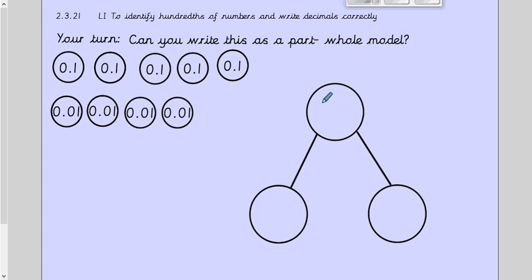So the value is 0.54. Therefore you have 0.5, so there are 5 tenths, and there are 0.04, 4 hundredths. So you partition it into your tenths and your hundredths. Therefore it's 0.5 and 0.04.